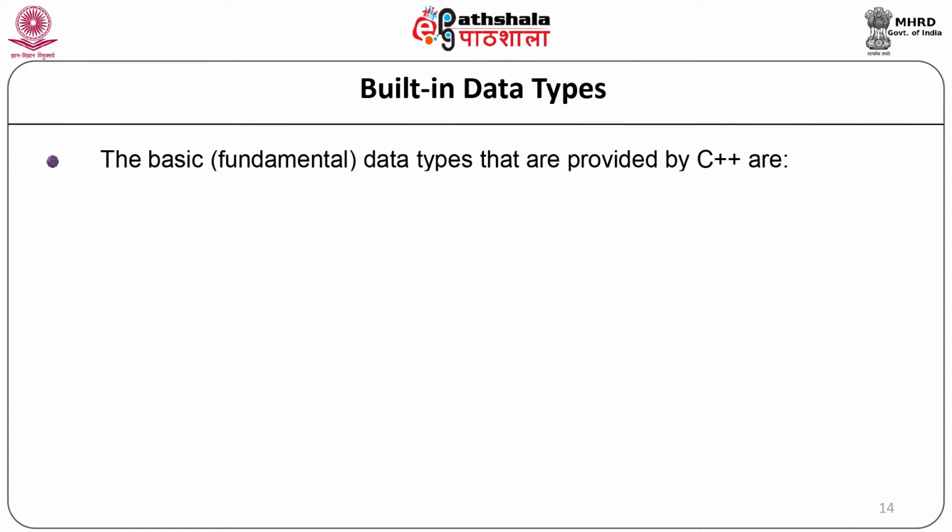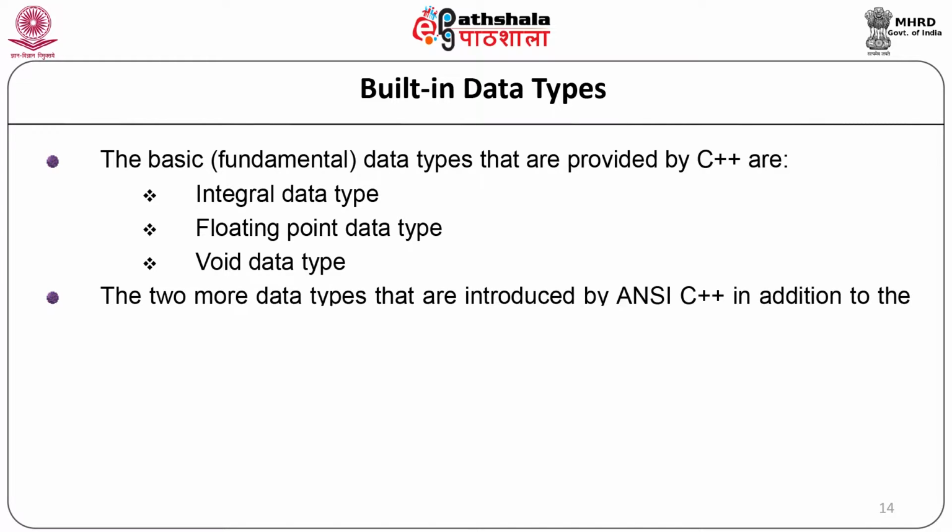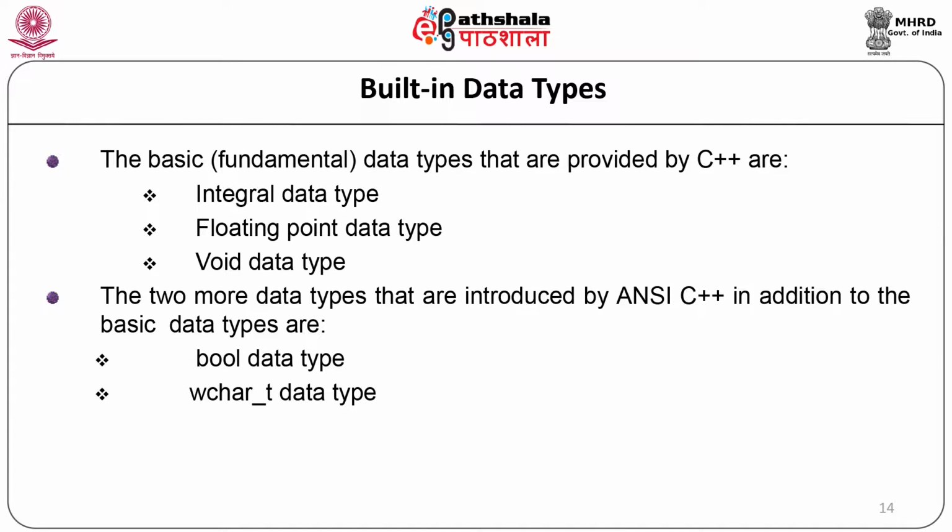The basic data types that are provided by C++ are integral data type, floating point data type and void data type. The two more data types that are introduced by C++ are Boolean data type and wchar_t data type. The built-in data types that are provided by C++ are integer, floating point and void data type.